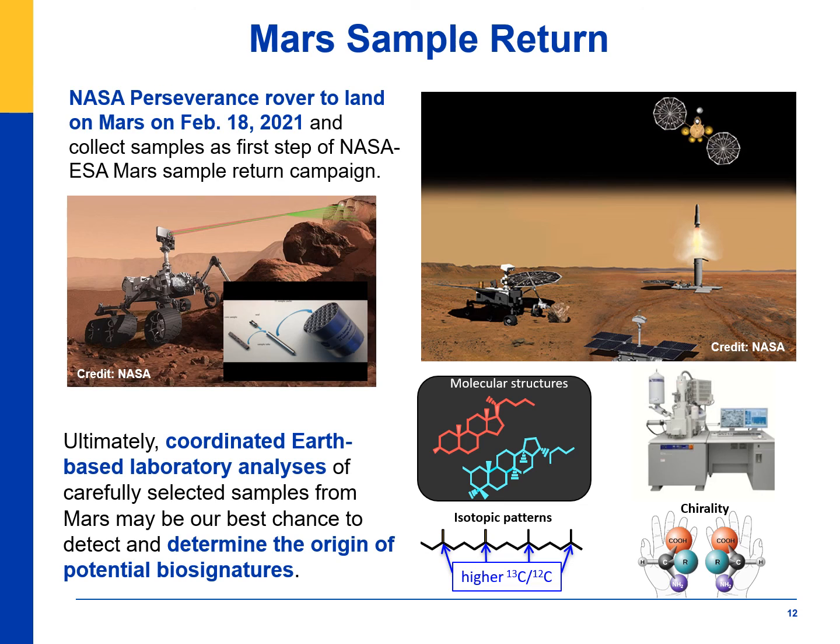Ultimately, coordinated analyses using state-of-the-art Earth-based laboratory instruments of a carefully selected sample set will be our best chance to detect and determine the origin of any potential biosignatures, looking at different molecular structures, isotopic patterns, and of course looking for trace amino acids and measuring their chirality.